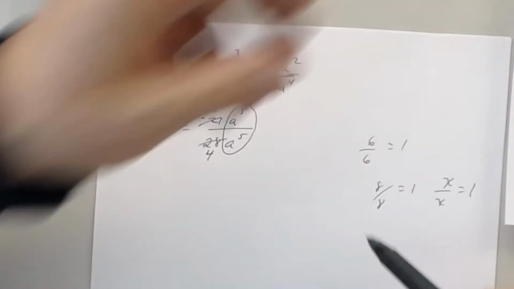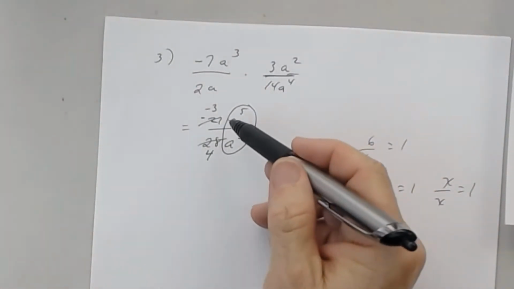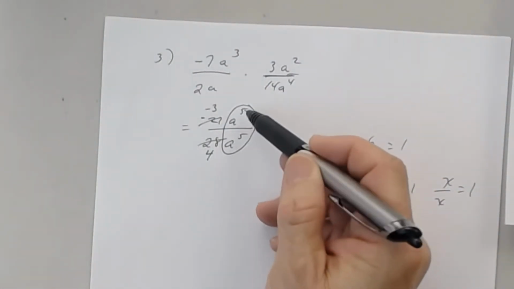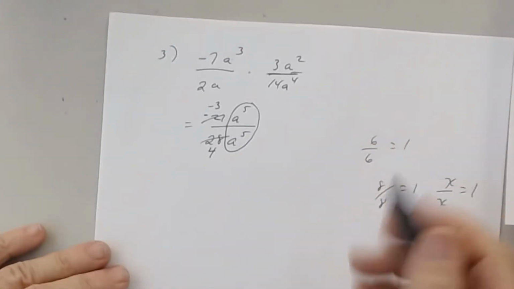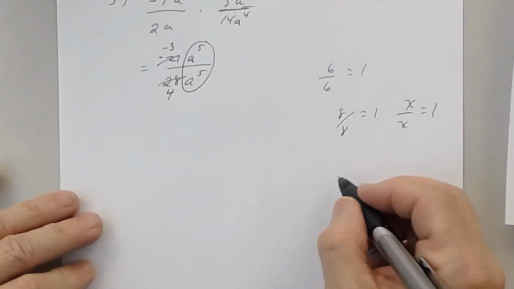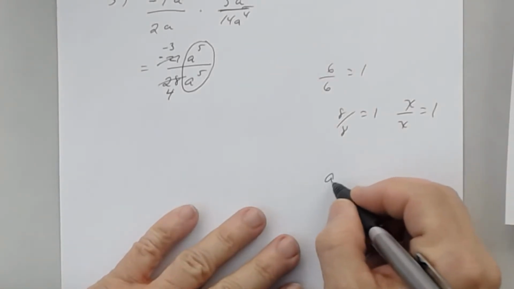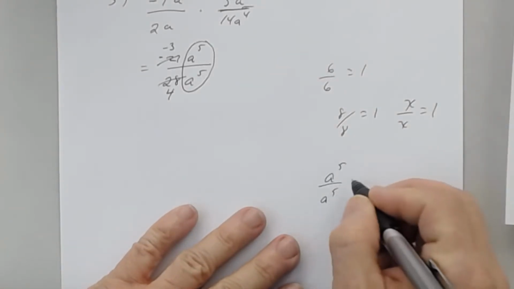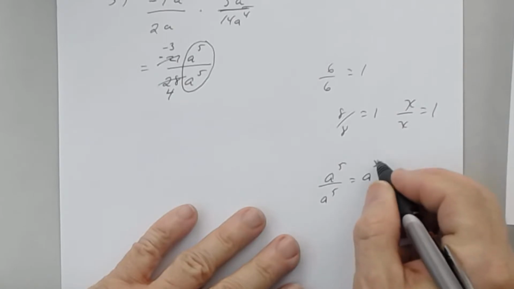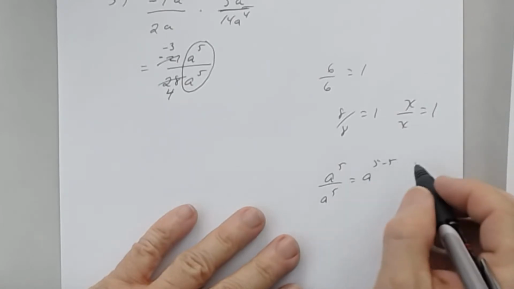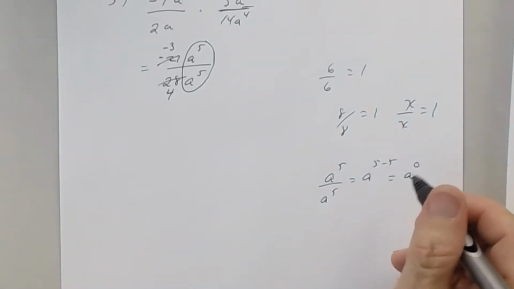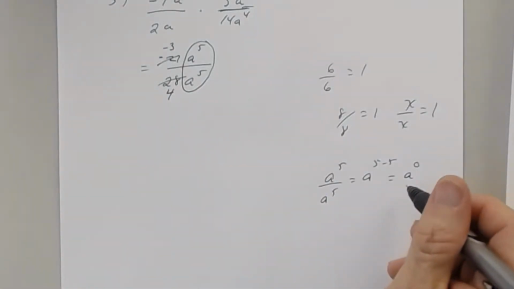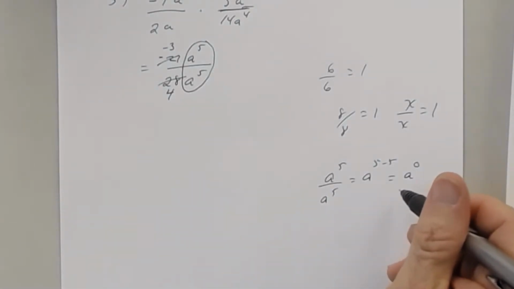But here, remember this. You can use the same idea when you divide like bases, you do what to those exponents? You subtract. So let's see if you remember this idea. If I have a to the fifth divided by a to the fifth, that is really a to the 5 subtract 5. But what's 5 subtract 5? 0. Remember, last semester, this is called the zero exponent rule.